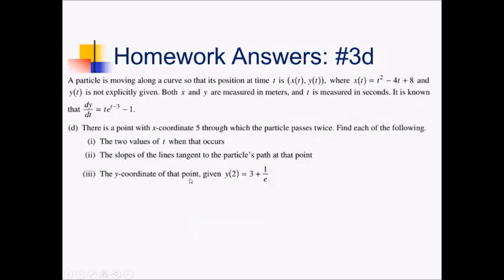For this last part, we've actually got 3 parts here. They just threw it all at once at us. So there's a point they're saying with an x-coordinate of 5 through which our particle passes twice, and they want us to find a whole bunch of stuff. First off, the 2 values of t where that happens. So let's start there, and then hopefully that'll help us out with these other things they want. So let me start by setting x of t, which is defined up here, equal to 5. And let's see where that intersects on the grapher.